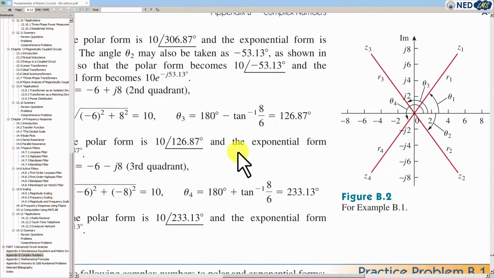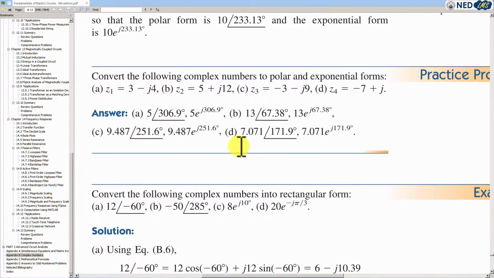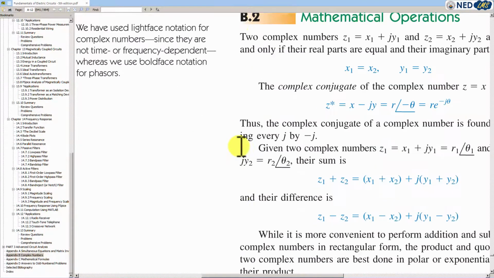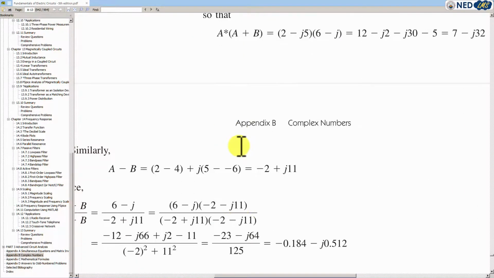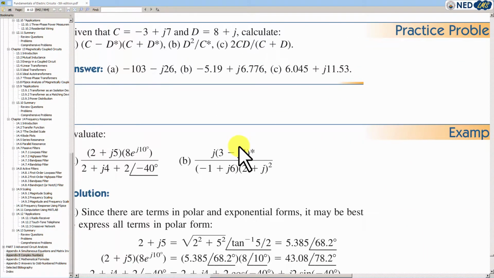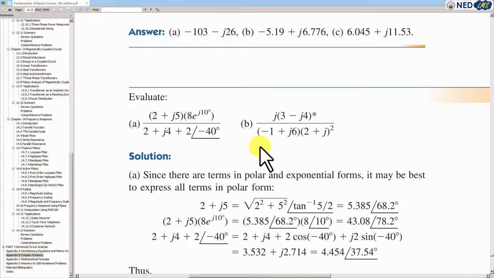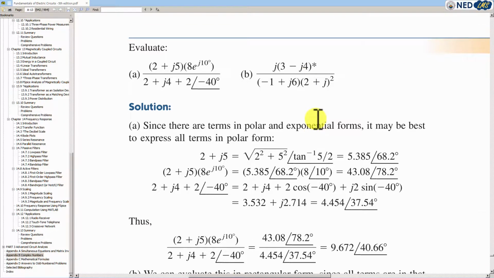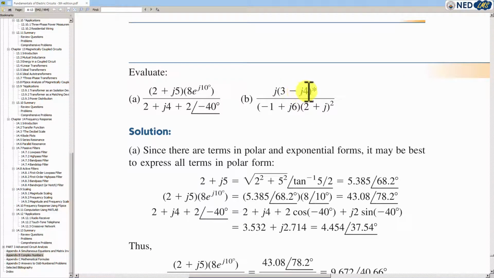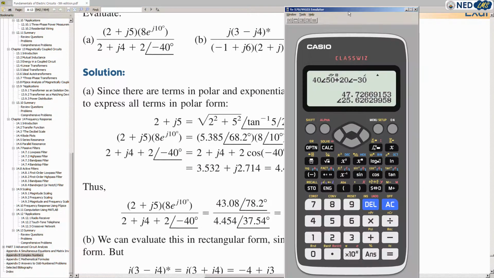So let's take an example. Here it says we need to evaluate j3.3 minus j4, and we have a star sign next to it. Whenever we see a star next to a complex number, it means it is the conjugate of that complex number. By conjugate we mean that if it's 3 minus j4 and you put a conjugate to it, it will become 3 plus j4. So let's try doing that in the calculator.